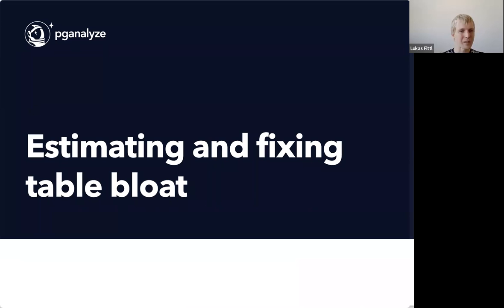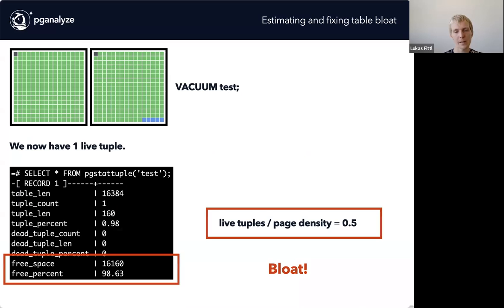Now, the very last quick topic here, which is estimating and fixing table bloat. I just want to get back to this, and this is intentionally at the end. So let's go back to this. In the beginning, we had a bloat situation, right? We had these 2 pages, and we had a very low page density.